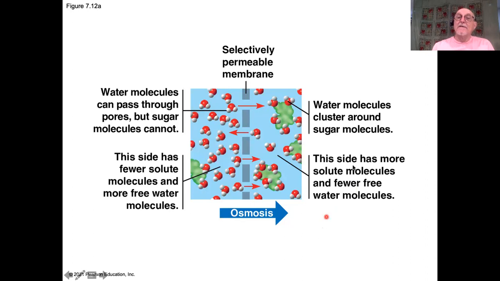Okay, so this basically just explains to you the entire system, and that is this side here has a very low water concentration for two reasons. First of all, there's lots of sugar molecules there. And second of all, because the water molecules tend to cluster to the sugar. Water tends to move in this direction, and not so much in that direction.